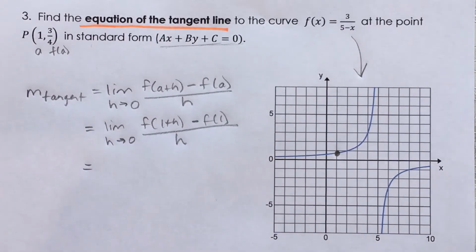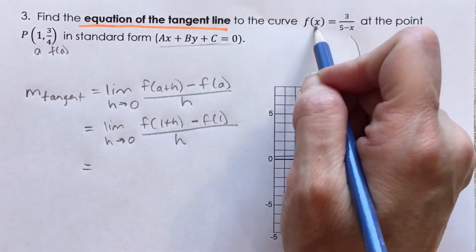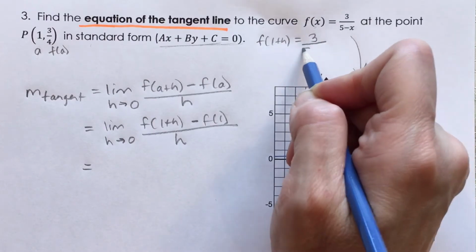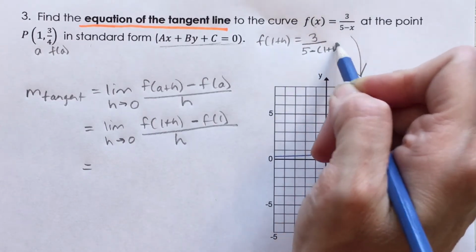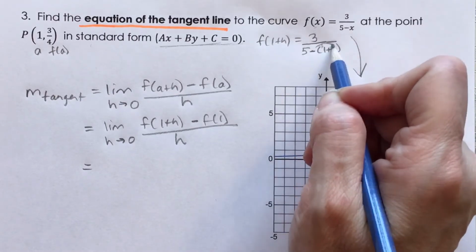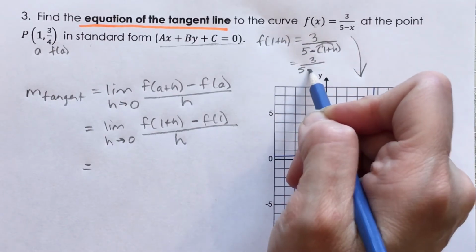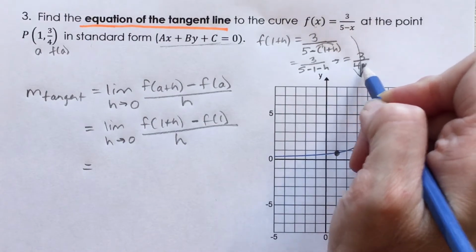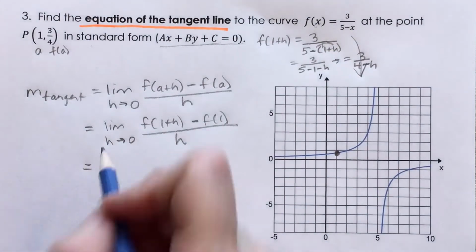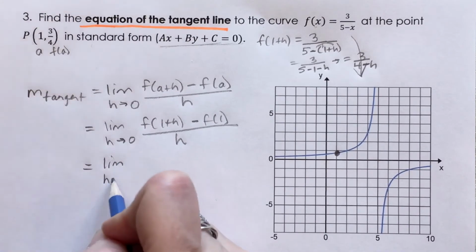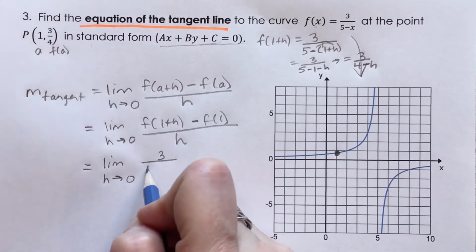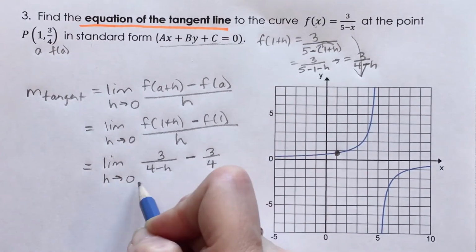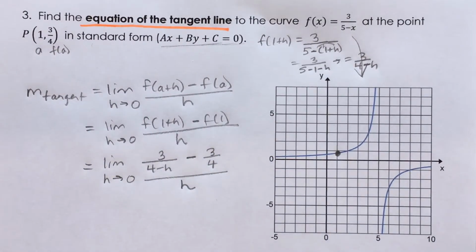So now I need to know what f at 1 plus h is. I'm going to replace x with 1 plus h. So I get 3 over 5 minus, careful here, 1 plus h in brackets. That minus is going to distribute. So I get 3 over 5 minus 1 minus h, or 3 over 4 minus h. So I've got the limit as h approaches 0 of 3 over 4 minus h minus f at 1, which was 3/4, all over h. So I've got this 3-layer fraction that I have to simplify.